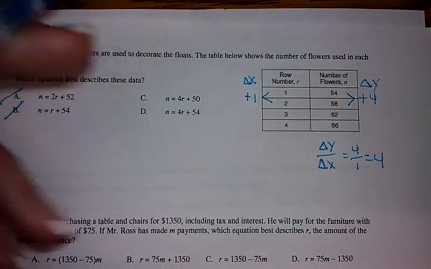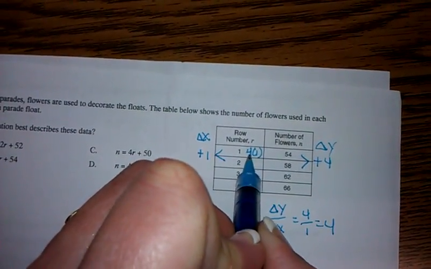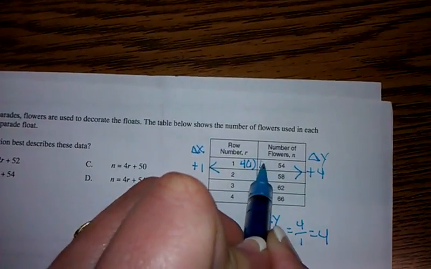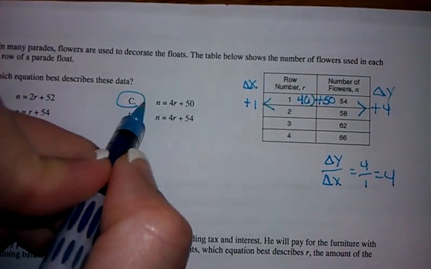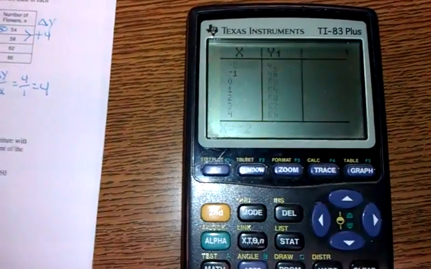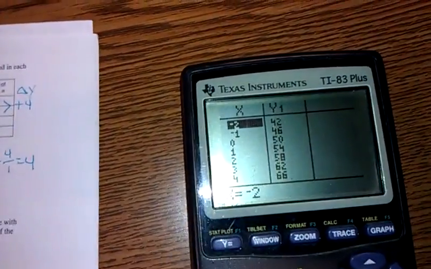Now, when I go through to try and figure this out, I put a 4 here. 4 times 1 is 4. What do you have to add to 4 to get to 54? Plus 50. Well, there it is right there, C. But again, I could have gone in the calculator, put 4x plus 50, press second graph, and match those numbers in the table to see which one would be the correct answer.